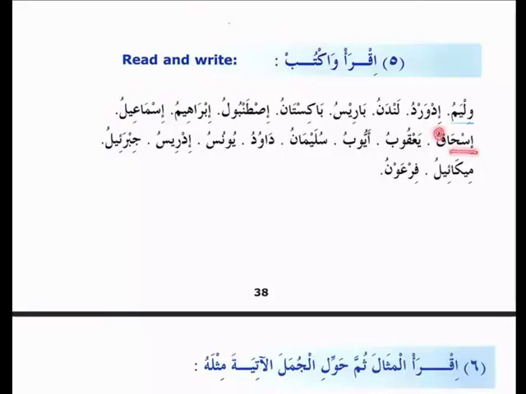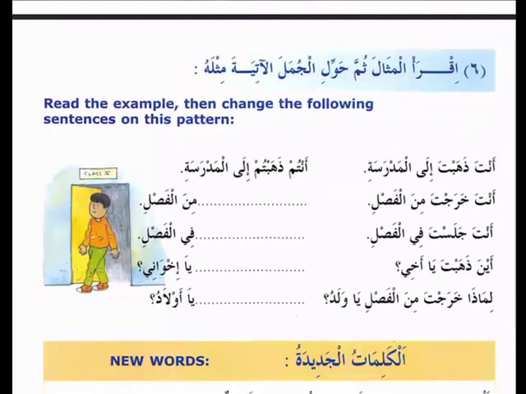Ishaqu, Yaqubu, Ayyubu, Sulaymanu, Dawudu, Yunusu, Idrisu, Jibrilu, Mikailu, Fir'aunu. Exercise number 6. This is the last exercise of your lesson. Read the examples, then change the following sentences on this pattern. So let's see what we have to do. The first one is done for us. We have to follow the same pattern.